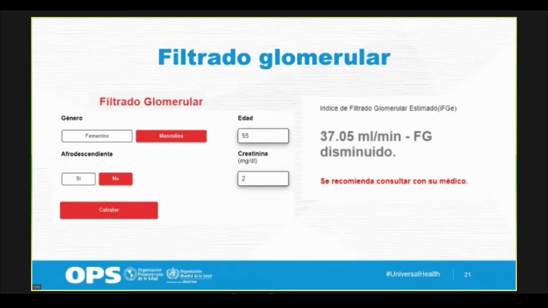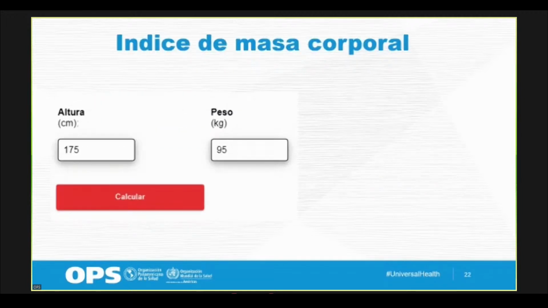instruction, and it has a calculator, which is something in which you include your gender, age, whether you are Afro-descendant, what is your level of creatinine, and so forth. So it shows what is the glomerular filtrate. And then a calculator for the body mass index.